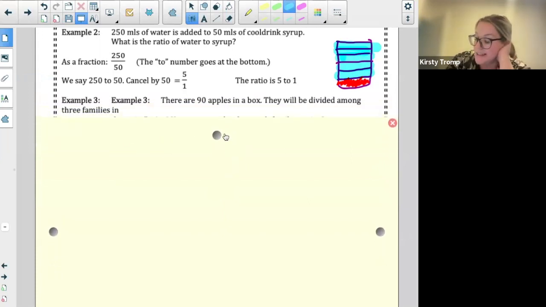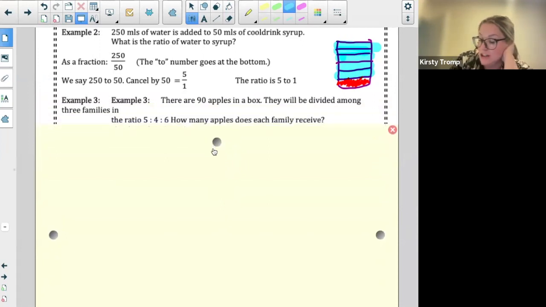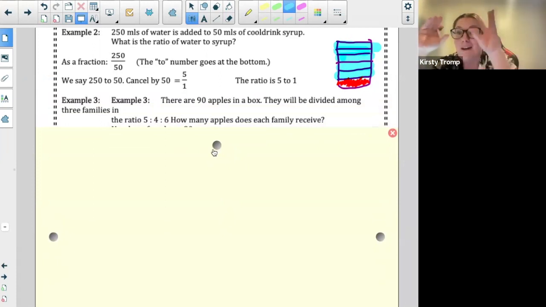So, example number 3. If there are 90 apples in a box, they're going to divide them into 3 families in the ratio 5:3:6. How many apples does each family receive? So you've got 90 apples, all right? And we need to divide them in the ratio 5:4:6. Now, this one, guys, can sometimes blow your mind because you're like, but ma'am, there's 90, there's now this, and how do we divide it?